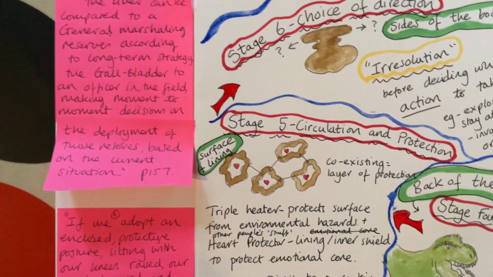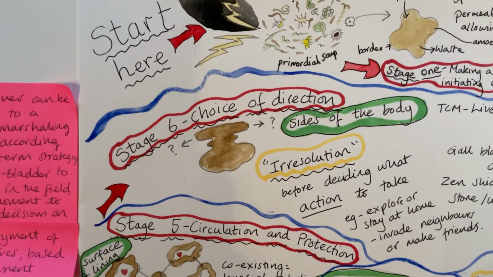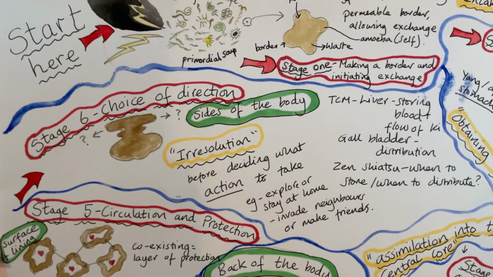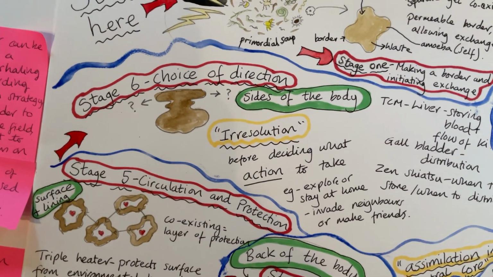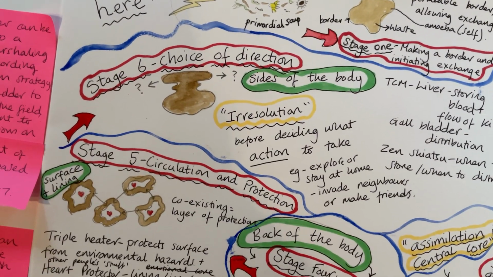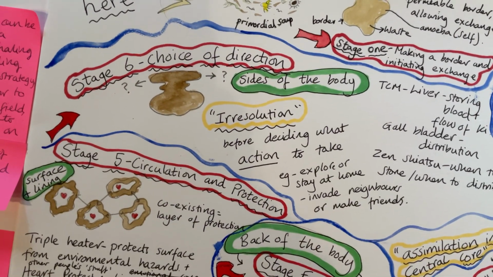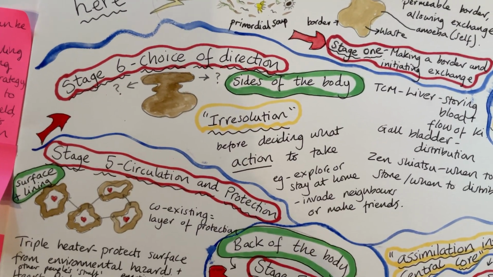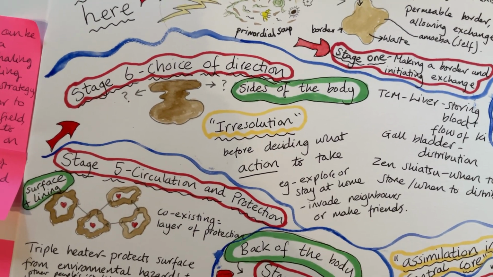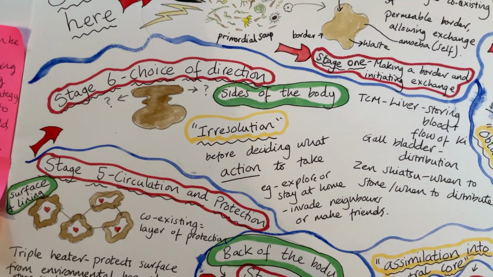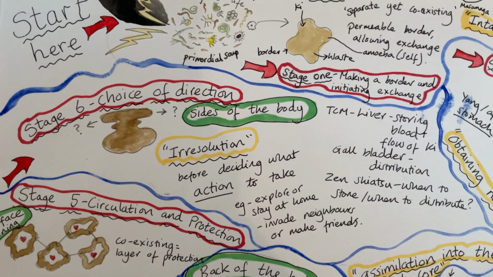Moving on to stage 6. Choice of direction. This relates to the liver and gallbladder meridians and is situated on the sides of the body. The catchphrase is irresolution. Masanaga called it irresolution because it's that moment before deciding what action to take. Will I explore or will I stay at home? Will I invade my neighbours or will I make friends with them, for example?